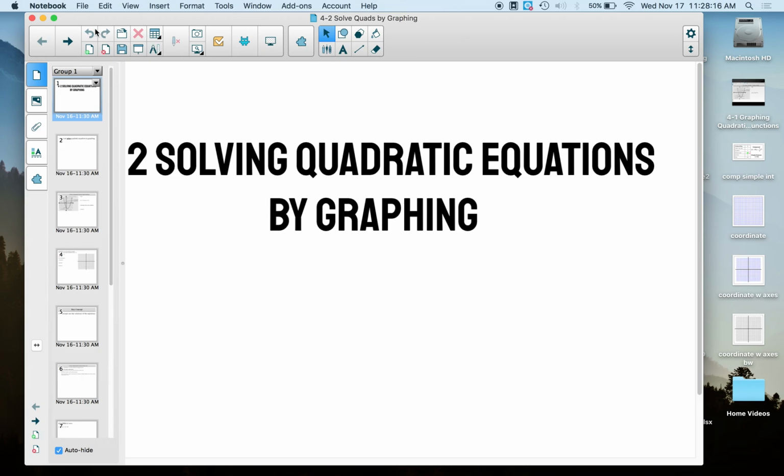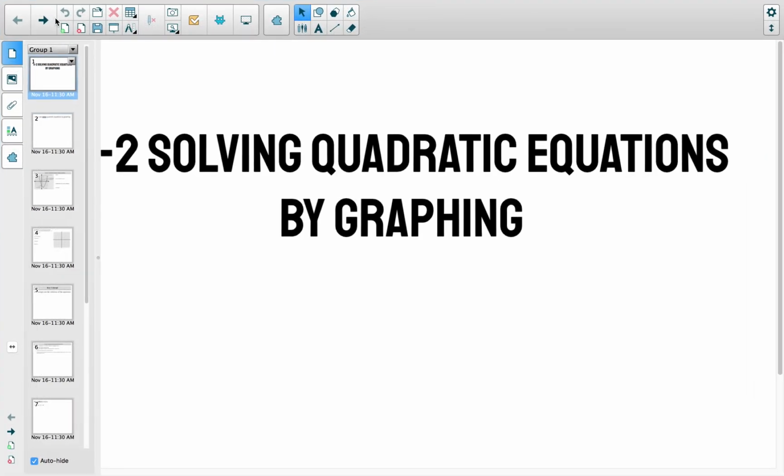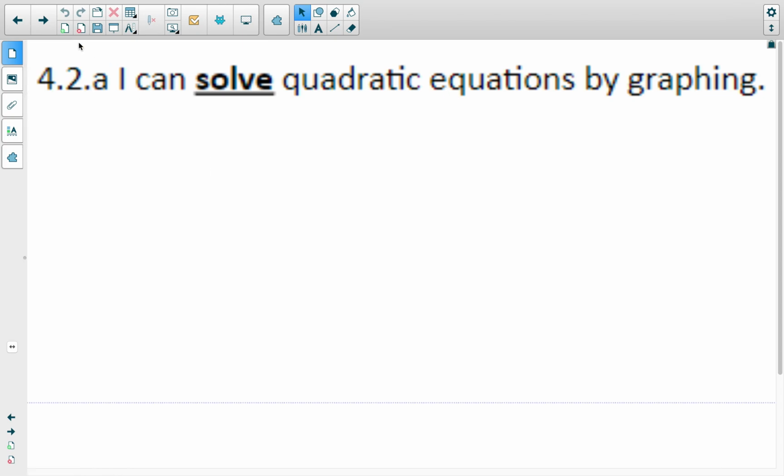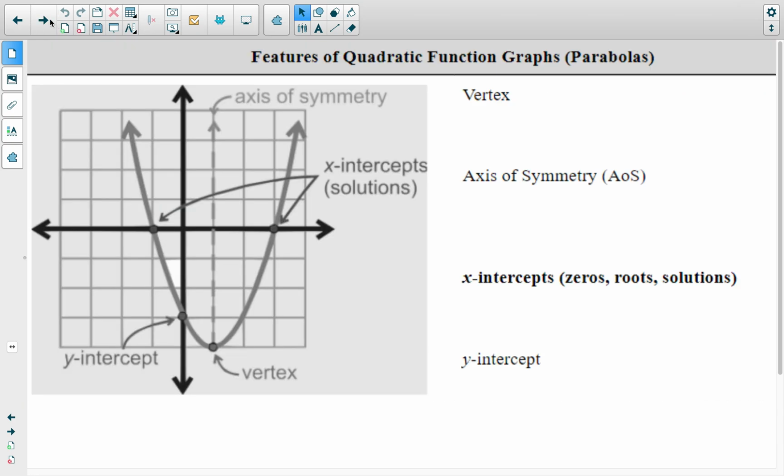This is 4.2. We're going to dive into solving quadratic equations by graphing. Keyword there being solve, right? So last section we were just graphing, and this time we're going to see what part of the graph can clue us into solving these quadratic equations, okay?